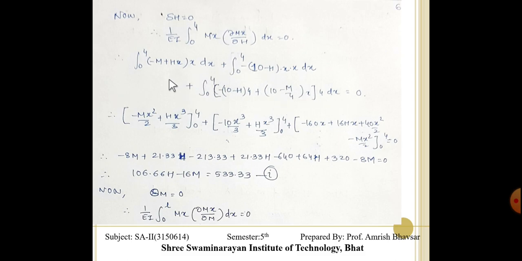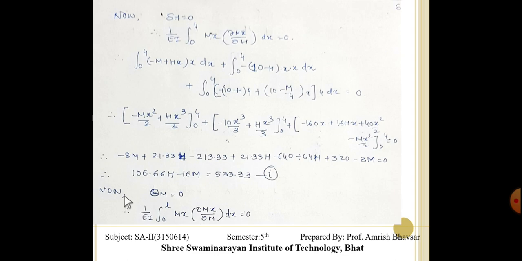Now integration of this, we know that minus Mx square by 2 plus Hx cube by 3, limit 0 to 4, plus minus 10 x cube upon 3 plus H x cube by 3, 0 to 4, and the multiplication of all this is minus 160x plus 16Hx plus 40x square by 2 minus Mx square by 2, 0 to 4. Now put the value of x in this equation, so we will get minus 8M plus 21.33H minus 213.33 plus 21.33H minus 640 plus 64H plus 320 minus 8M is equal to 0. So we will get one equation in the form of H and M, because here we have two unknowns. So we need two equations for the solution of that.